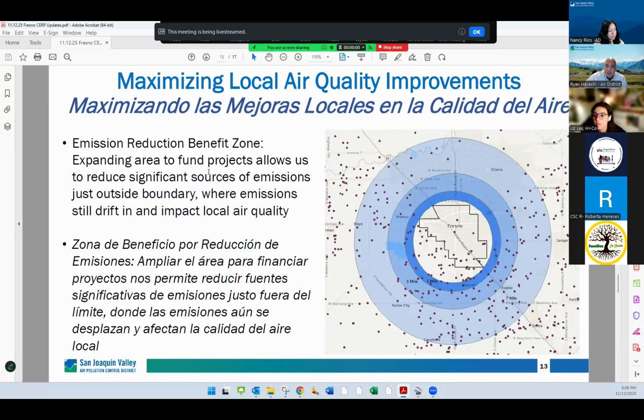And then the lighter blue is 3 miles, and then the one outside that is 7 miles. So what we're referring to is an emission reduction benefit zone. It's basically looking at areas that we know impact the air quality within the boundary, but that we haven't looked at to fund projects within that area previously. We've done it in some other communities, but not in the South Central community.